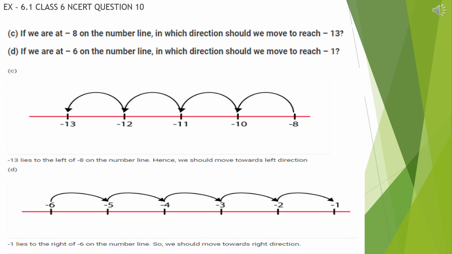D part. If we are at minus 6 on the number line, in which direction should we move to reach minus 1? As we know, minus 6 is less than minus 1. So we have to move to the right side to reach minus 1. Now we can see in the number line, as we start from minus 6 and to reach minus 1, we have to move 5 steps. So the answer is, minus 1 lies to the right of minus 6 on the number line, so we should move towards the right direction.